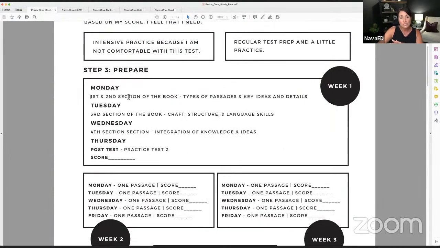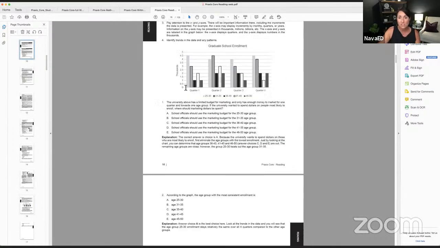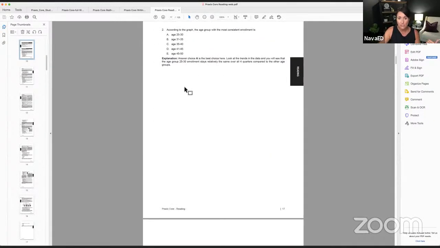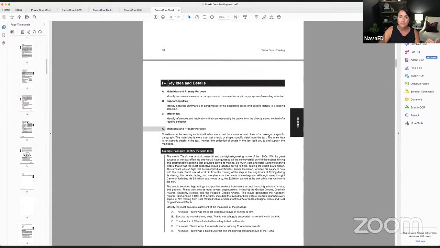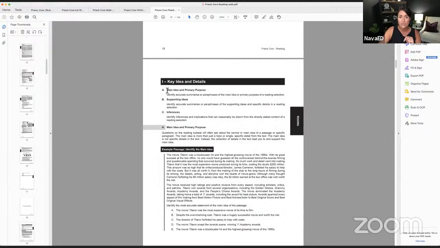So we're doing the first and second section of the book. This first section is just the types of passages you're going to get, and you take a look at some questions there. And then we move to content category 1, key ideas and details. Again, this is all from the test specifications and we cover everything.